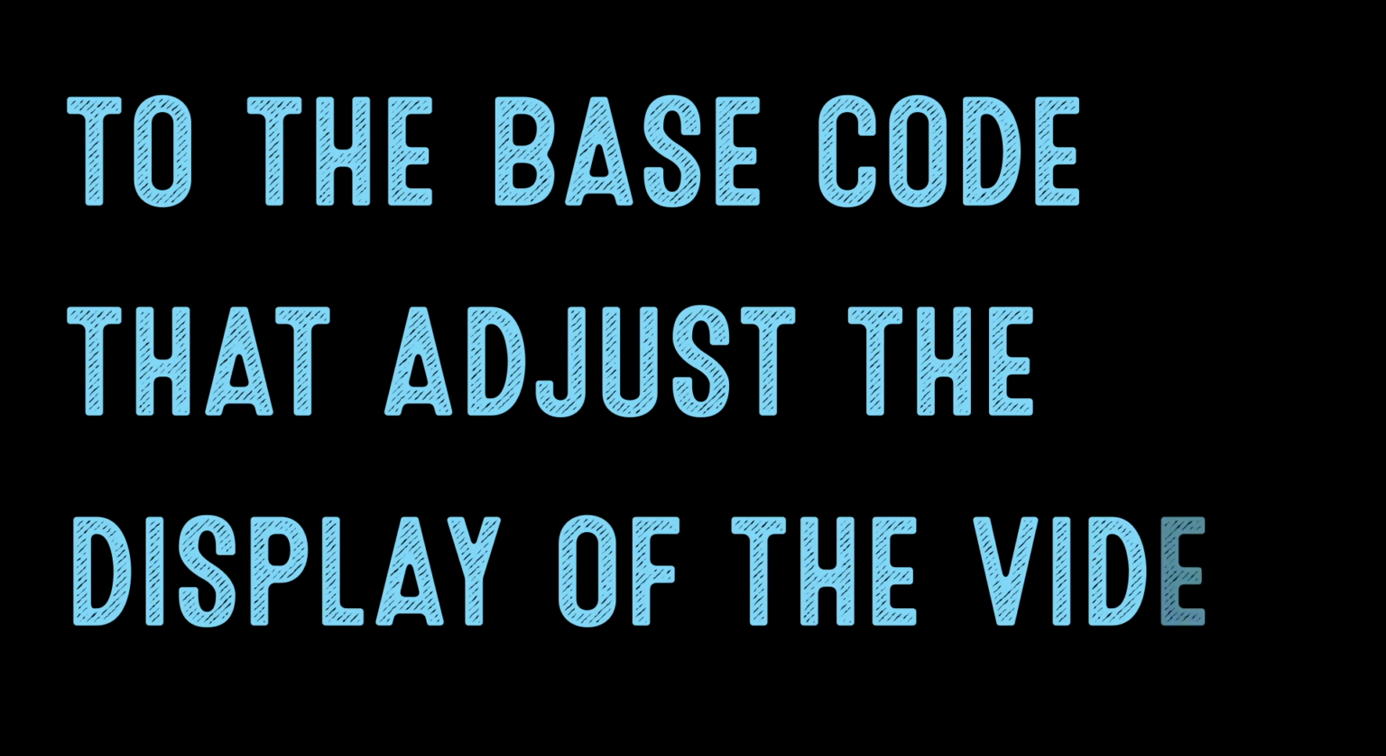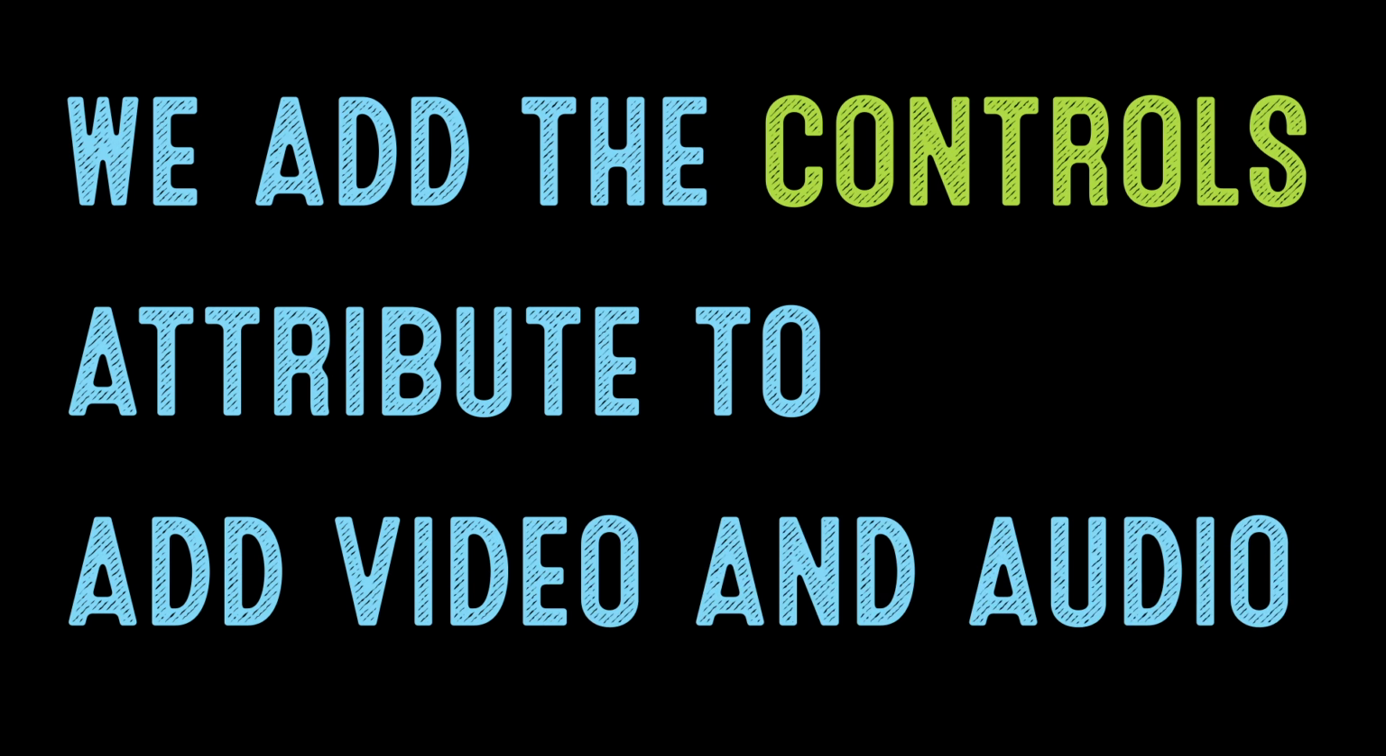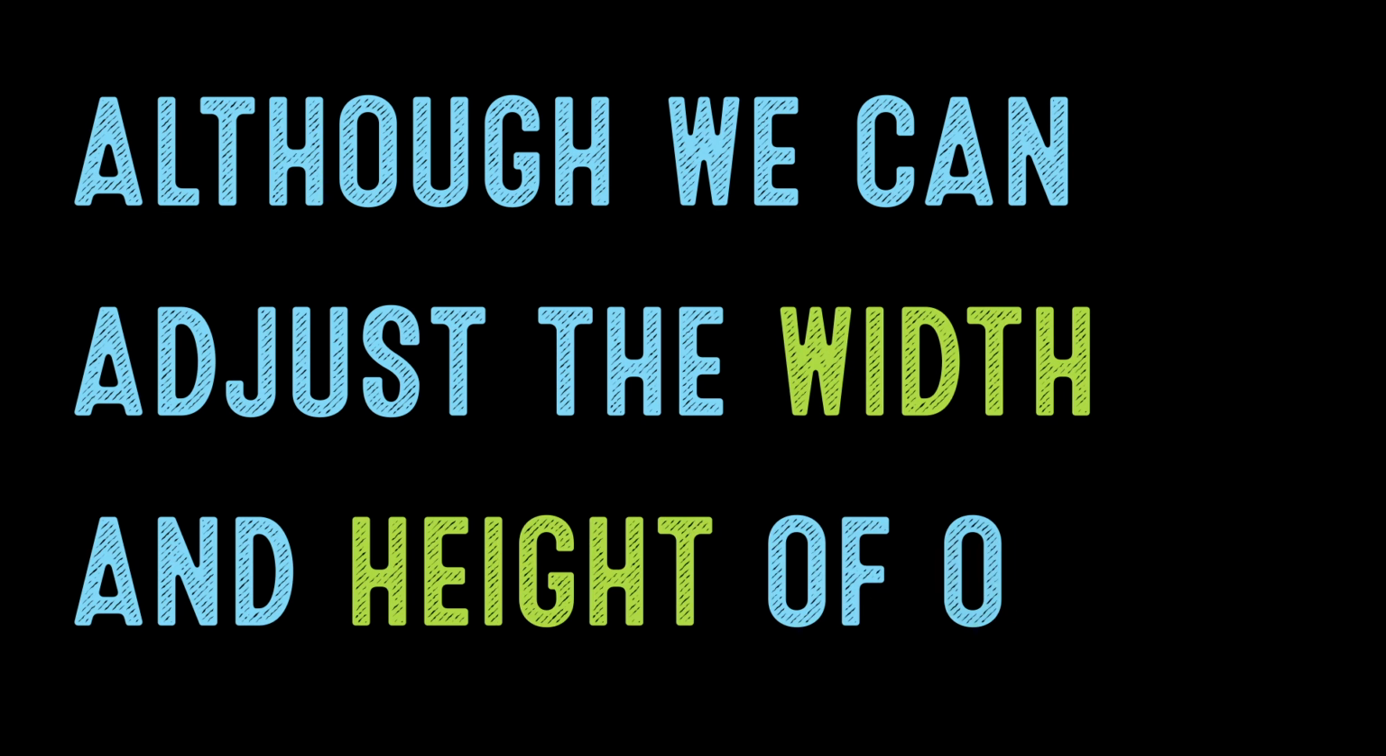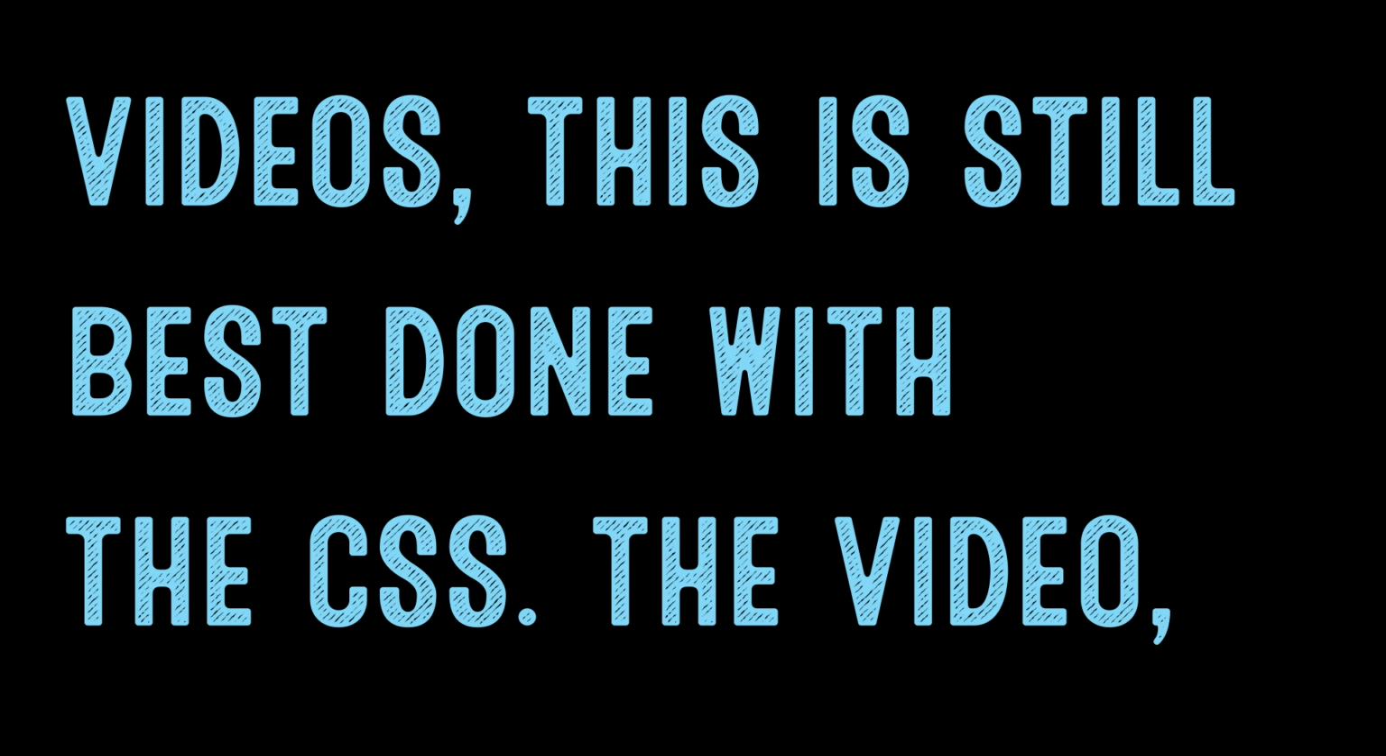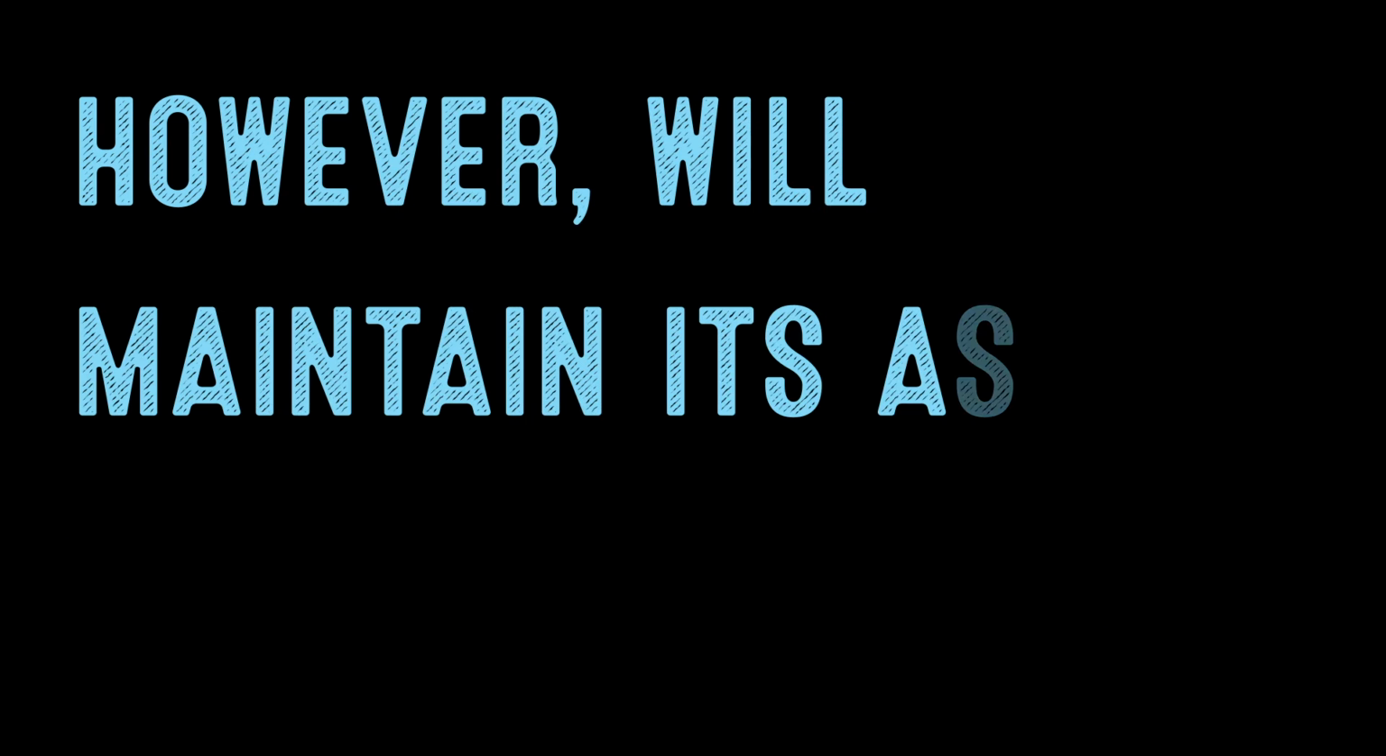We then went over the many attributes that can be added to the base code that adjust the display of the video. We add the controls attribute to add video and audio control for users, which is critical for those with seizures. Although we can adjust the width and height of our videos, this is still best done with the CSS. The video, however, will maintain its aspect ratio.